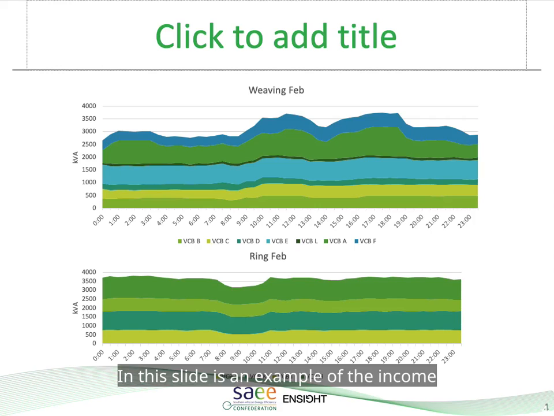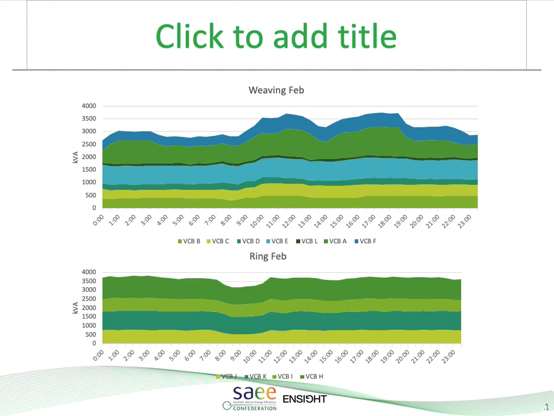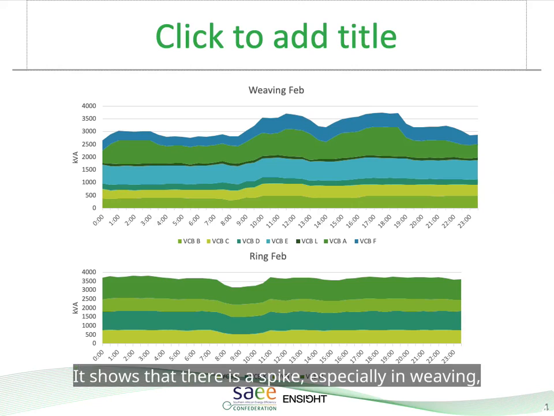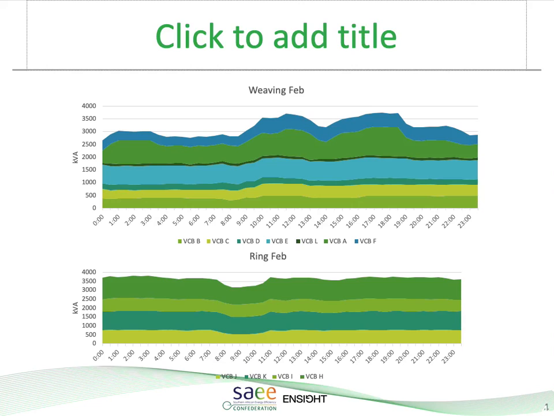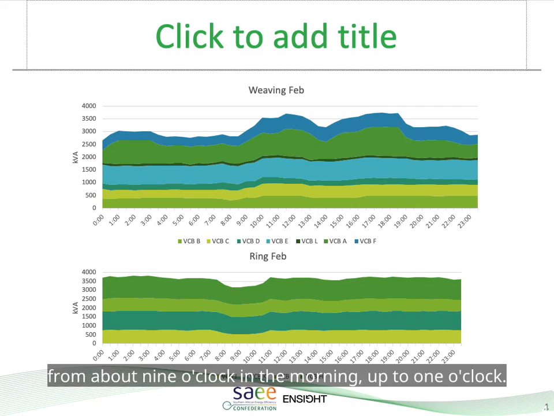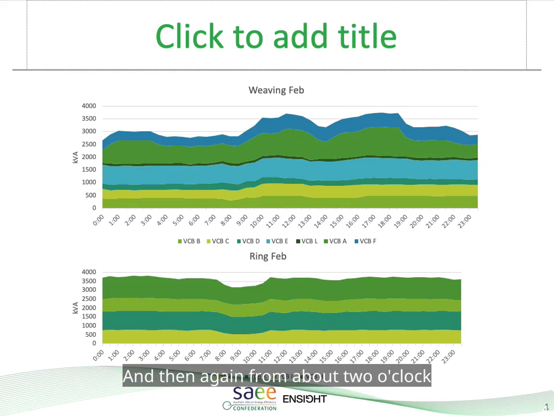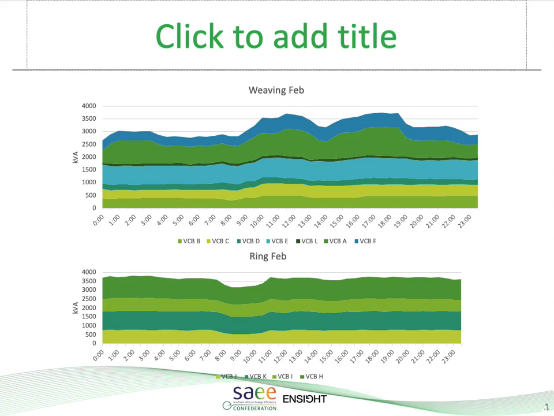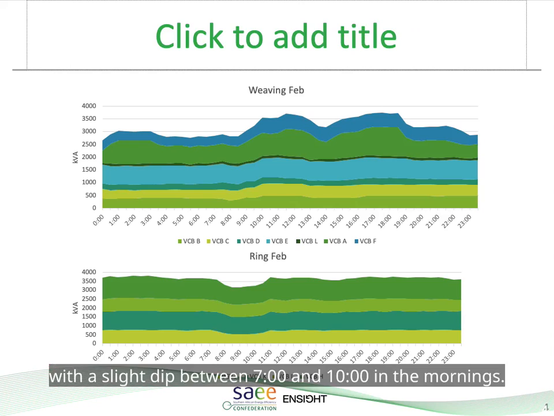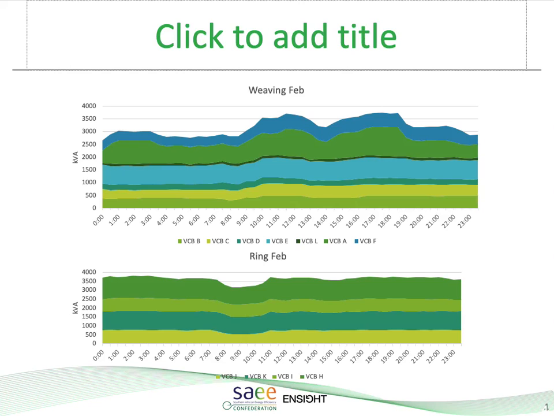In this slide is an example of the incomers to Formosa Textiles for weaving and ring main during February. These are the averages during those periods. It shows that there is a spike, especially in weaving, from about 9 o'clock in the morning up to 1 o'clock, and then again from about 2 o'clock up to 6 o'clock at night. Ring main remains fairly constant during the day, with a slight dip between 7 and 10 in the mornings.